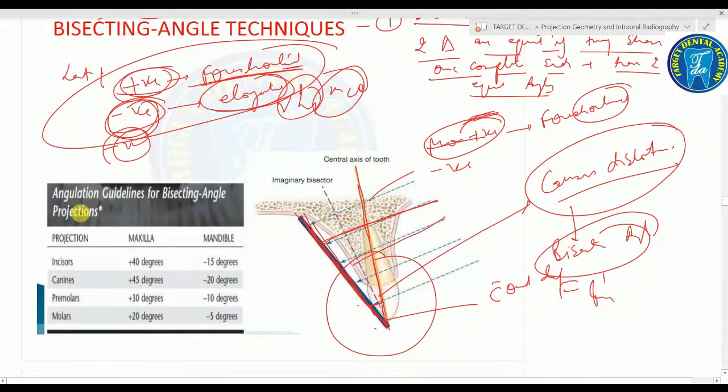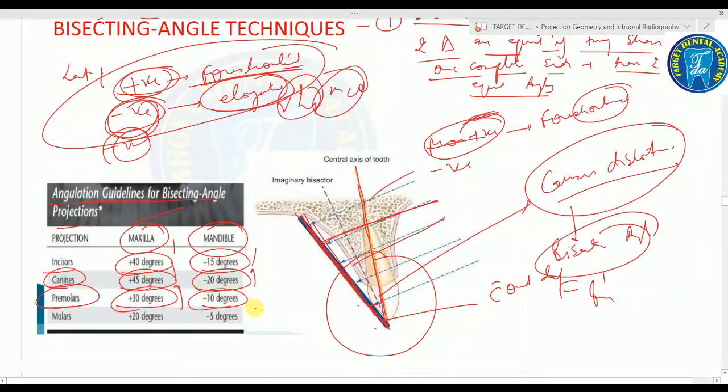So these are some of the angulation guidelines for the bisecting angle projection in the maxilla and the mandible. For the incisors, it is plus 40 degrees in the maxilla and minus 15 degrees in the mandible. Canines, plus 45 degrees in the maxilla, minus 20 degrees in the mandible. In the premolar areas, plus 30 degrees in the maxilla, minus 10 degrees in the mandible. While in the molars, plus 20 degrees in the maxilla and minus 5 degrees in the mandible.